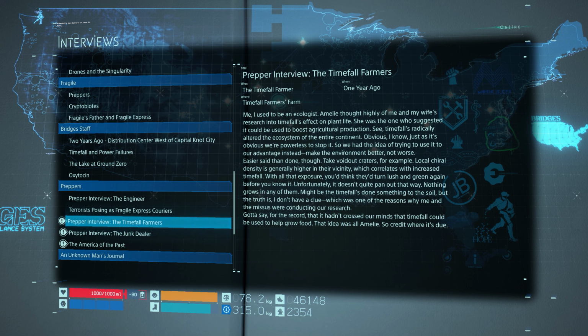Me, I used to be an ecologist. Amelie thought highly of me and my wife's research into Timefall's effects on plant life. She was the one who suggested that it could be used to boost agricultural production.